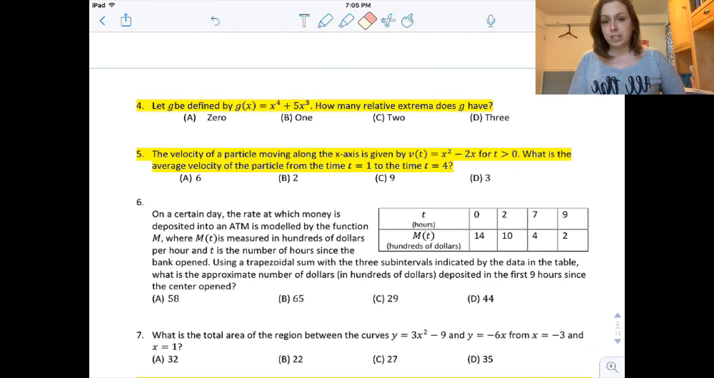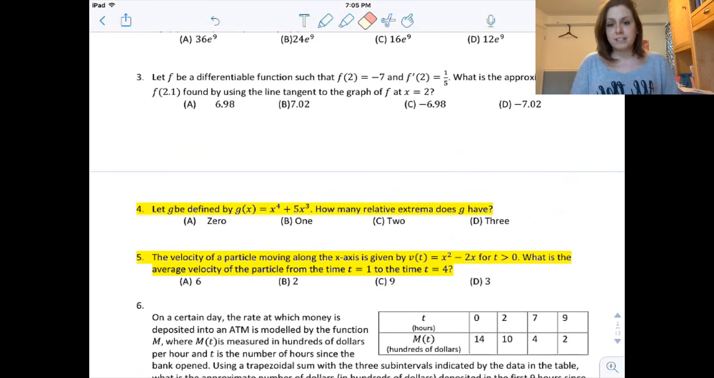What number 4 says is, let g of x be x to the 4th plus 5x cubed. How many relative extrema does g have? Relative can be maxes or mins if it's extrema, right? And what we're looking for is not just the critical values, but where we actually have a sign change. This is tricky for some people because they'll go, oh, set it equal to 0, the number of critical values is the extrema. Not always. You actually need that sign change there, right?